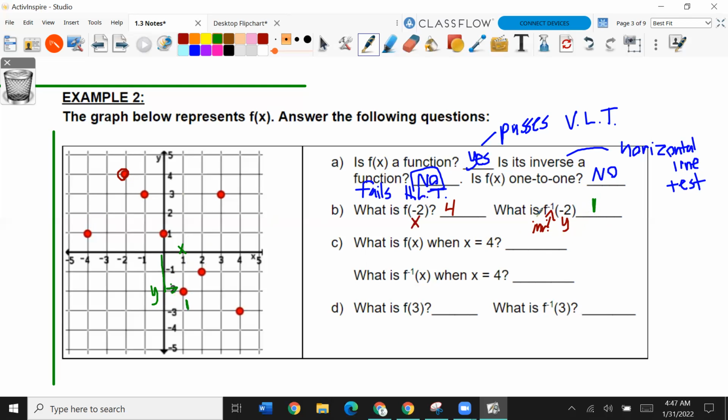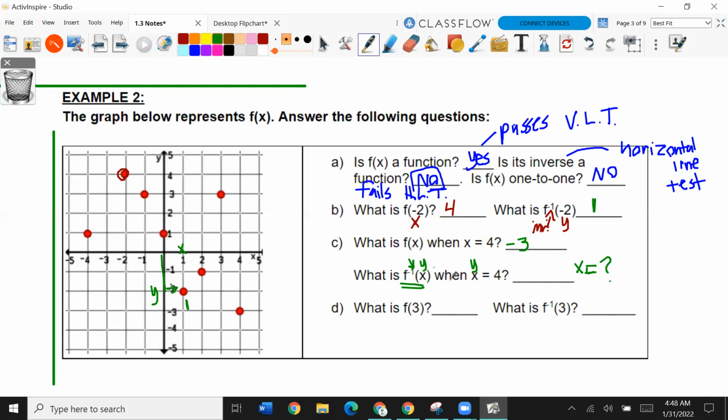So C is kind of similar. What is f of x when x is 4? Again, it's just like the first part of B, right? If I go to 4 here, my y value is going to be -3. That's easy enough. But now what if I change the notation? It says, what is f inverse of x when x is 4? But it says inverse, which means that this is really a y value. So I really want to know when y is 4, what's the x?